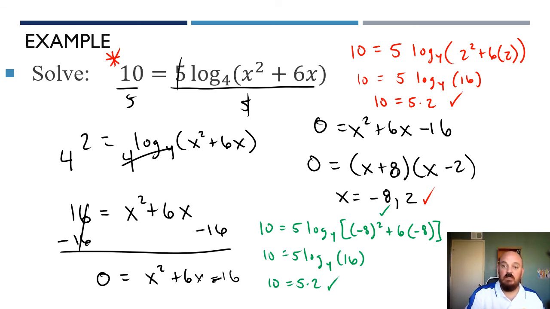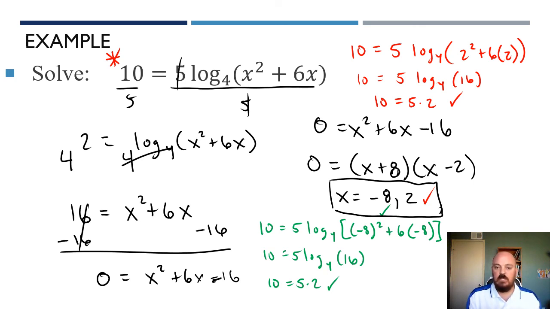Once you've checked them, then you can box them up and say, yeah, those are both correct answers. But remember, one or both of those could have ended up being extraneous solutions. If one of them is an extraneous solution, throw it away and keep the other one. If both of them were extraneous solutions, then you would say no solution. This one has no possible answers.